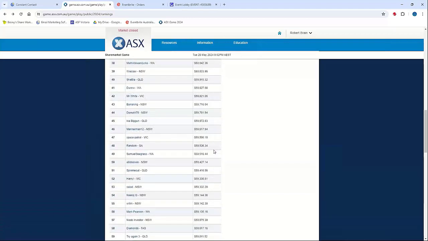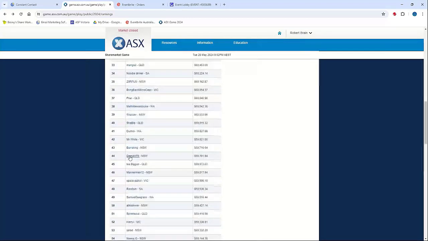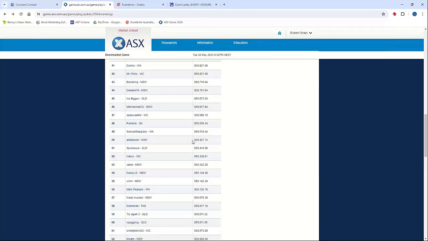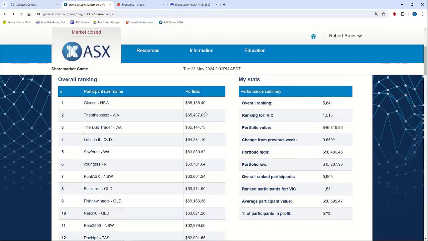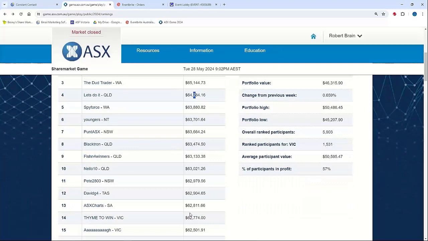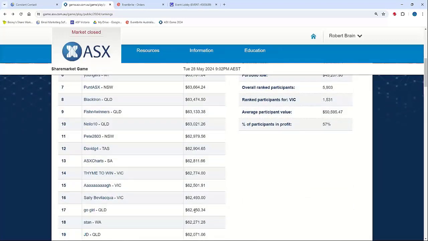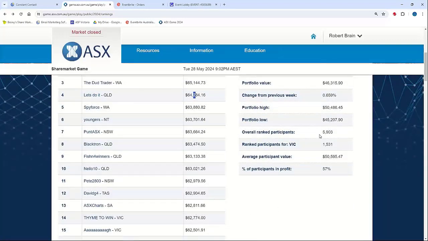It is. Even if you go up to position number 50 here, they're at 59,000. And up near the top, the game leader, as I said, is 68,000. The top few are 65, 64, 63, 60, down about 62. There are 5,903 people playing the game. The average participant value is 50,595. 57% of players are in profit.